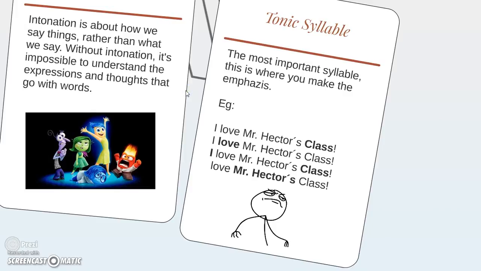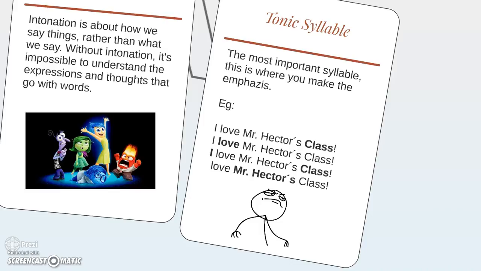Now, the next thing we're going to be working with is the tonic syllable, which is basically the most important syllable. This is where you make emphasis. For example, you say, I love Mr. Hector's class. You mean that you love a lot of things about Mr. Hector, especially his class. You say, I love Mr. Hector's class. That means that you love a lot of things about Mr. Hector, and you do love more than other emotions.